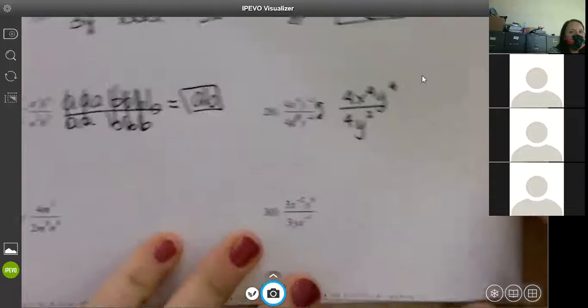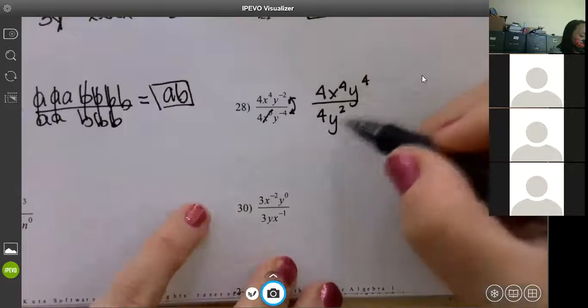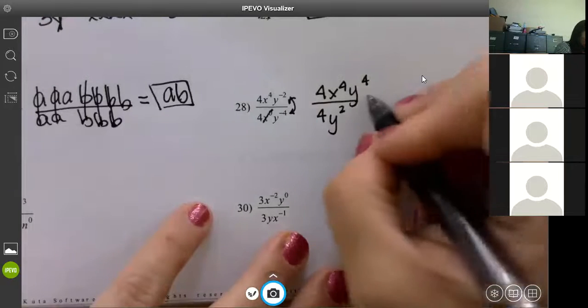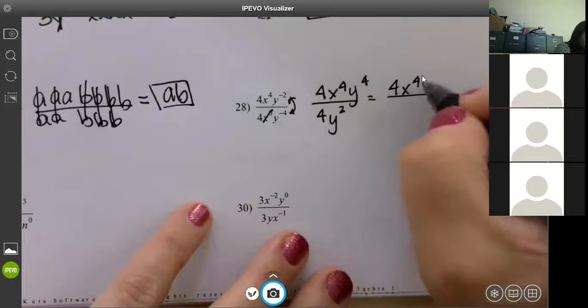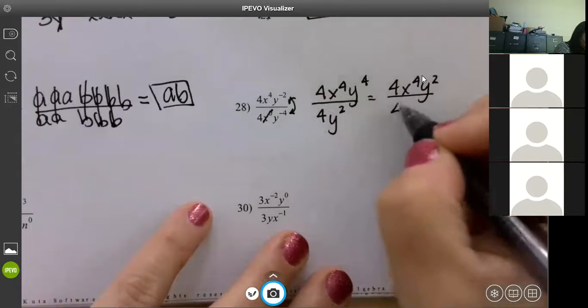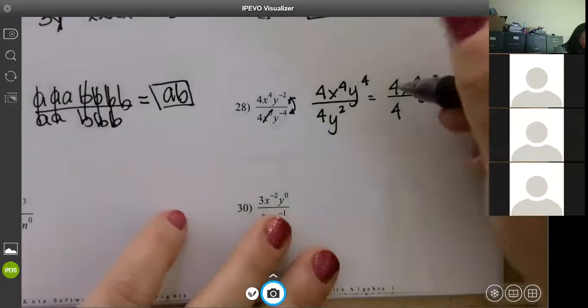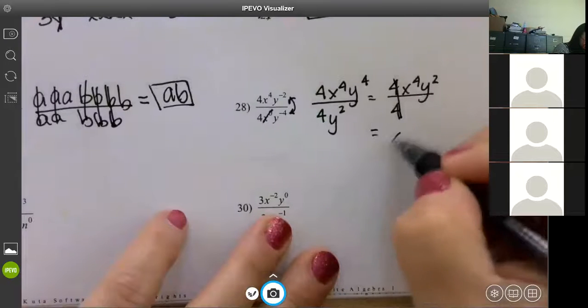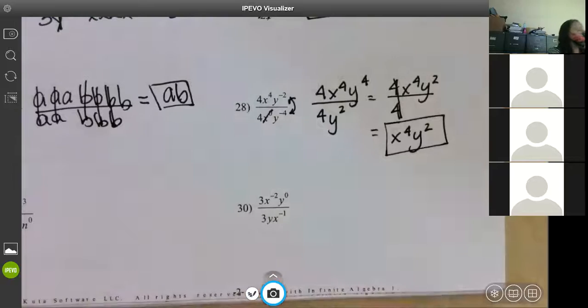What else do we see? 4 and 3, they can cancel out. I have 4 on top, 2 on the bottom. That leaves a difference of 2. And where's the bigger one? On top. Anything else? They got 4. The 4's will cancel out. So my final answer is x to the 4th, y squared. That's it. So just keep going through and seeing it.